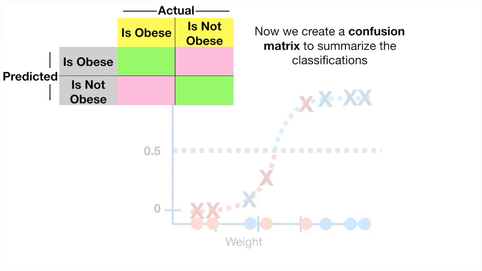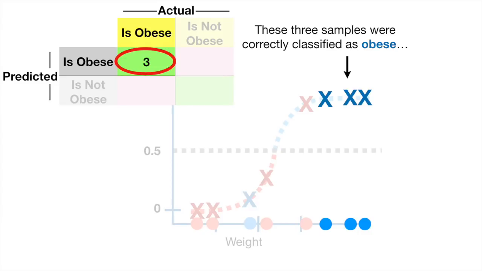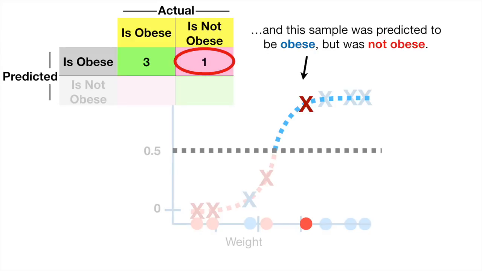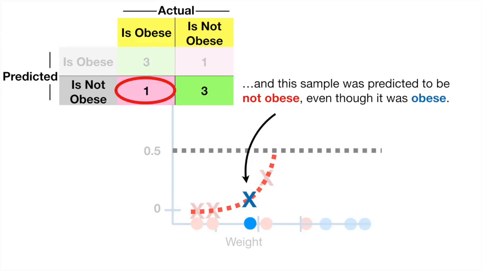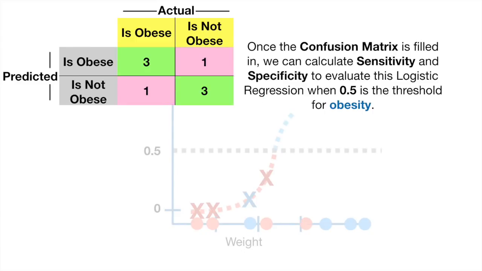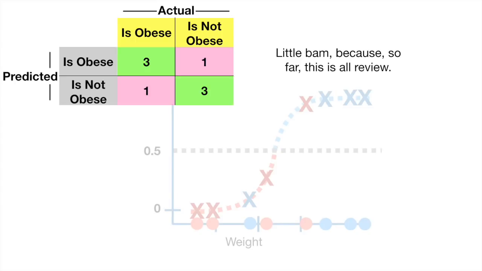Now we create a confusion matrix to summarize the classifications. These 3 samples were correctly classified as obese, and this sample was predicted to be obese but was not obese. These 3 samples were correctly classified as not obese. And this sample was predicted to be not obese even though it was obese. Once the confusion matrix is filled in, we can calculate sensitivity and specificity to evaluate this logistic regression when 0.5 is the threshold for obesity. Little bam, because so far this is all review.